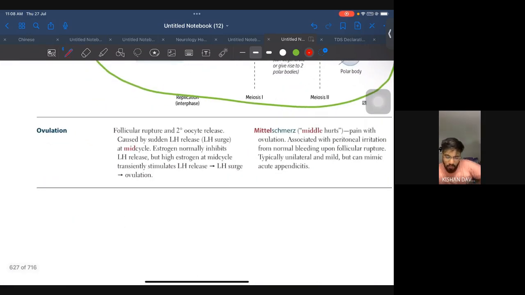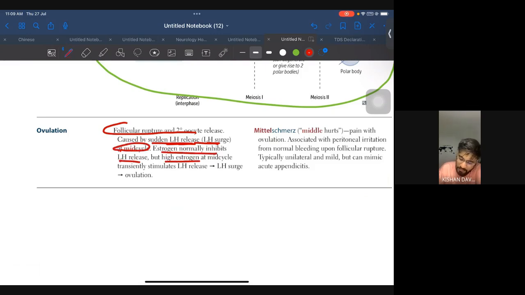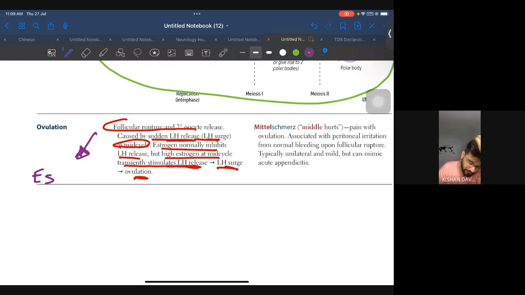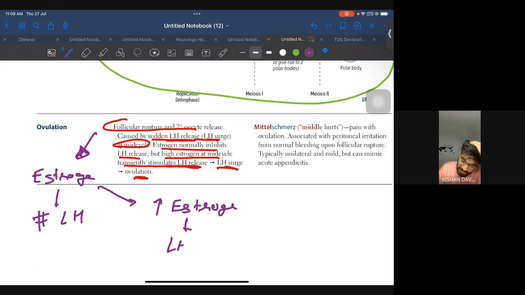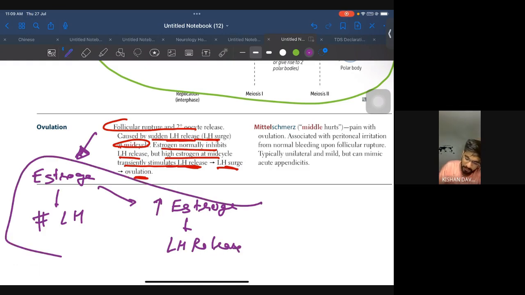Okay, moving on to ovulation. So follicular rupture and secondary oocyte release are caused by a sudden LH release, that is the LH surge at mid-cycle. Estrogen normally inhibits LH release, but high estrogen at mid-cycle transiently stimulates LH release. So LH surge, ovulation. Now see, here they have talked about the important function, and this is what you have been taught in OBGYN also, in more detail. Okay, estrogen normally inhibits LH. But if an increase in estrogen is there, then it will stimulate LH release. This is an important concept. You have to keep this in mind.